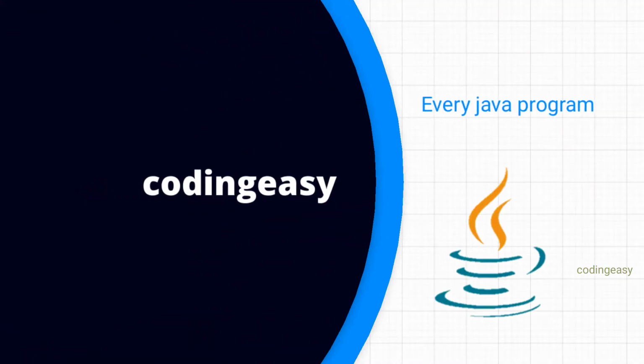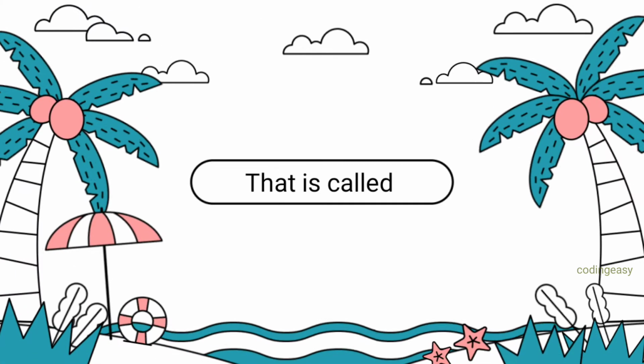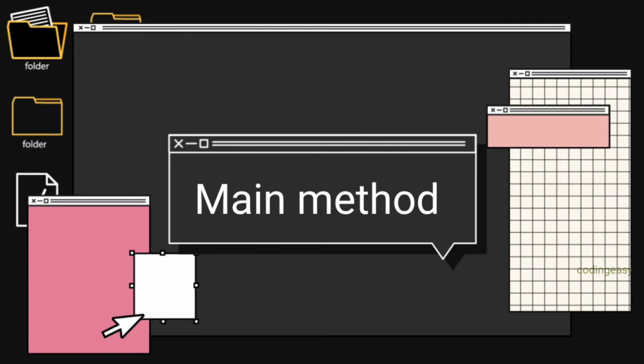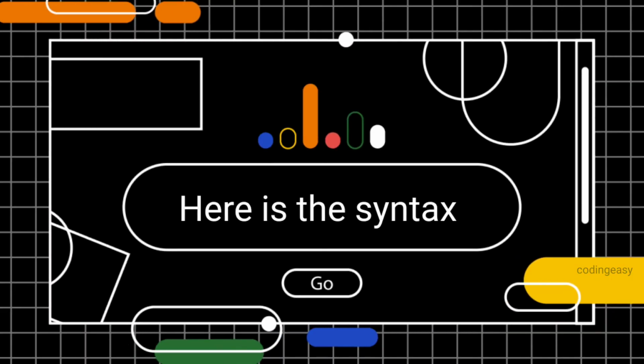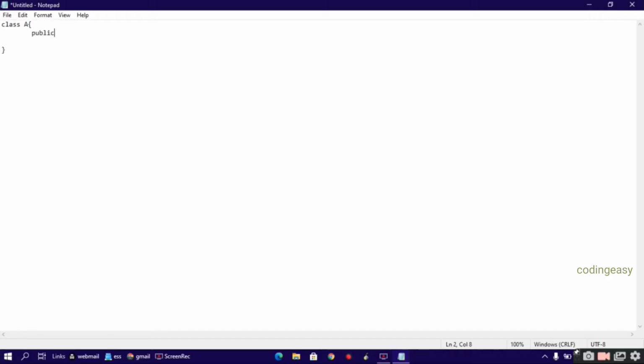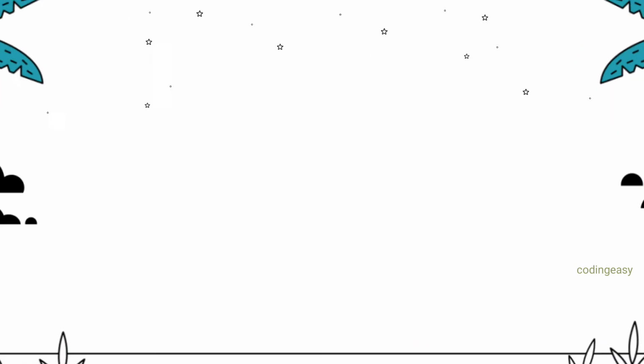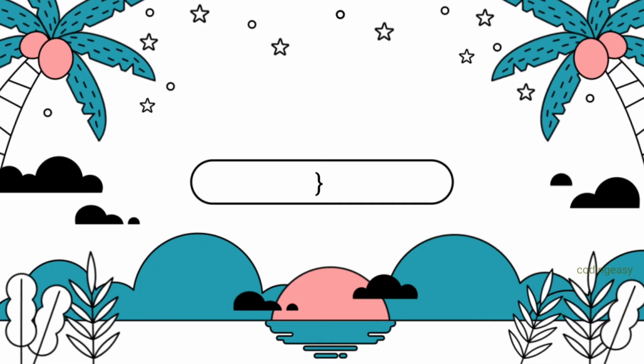Every Java program requires a method to run, that is called the main method. Here is the syntax: public static void main(String[] args). Then again, two starting and ending curly braces.